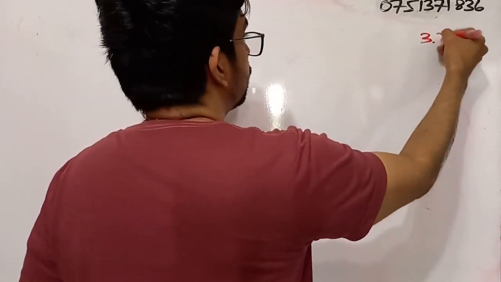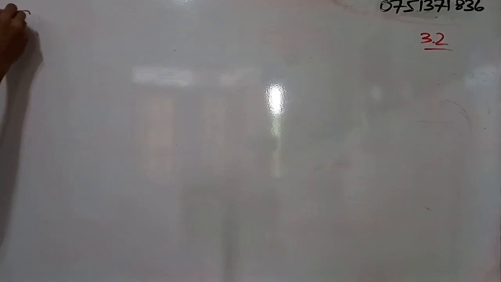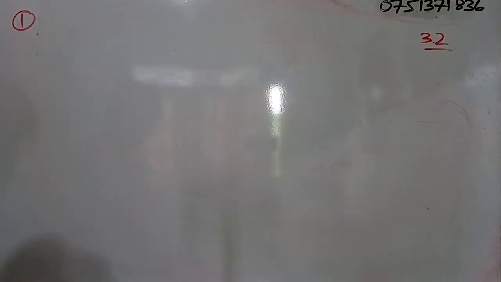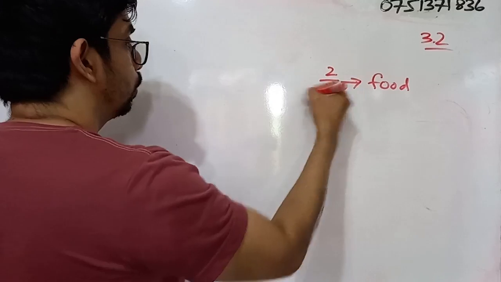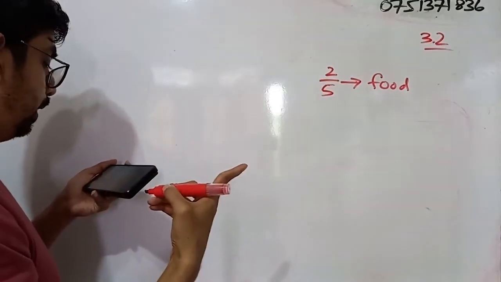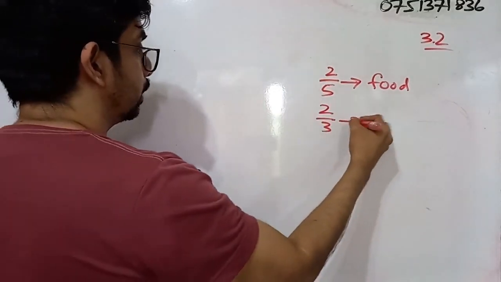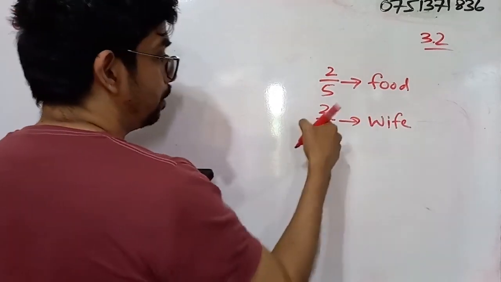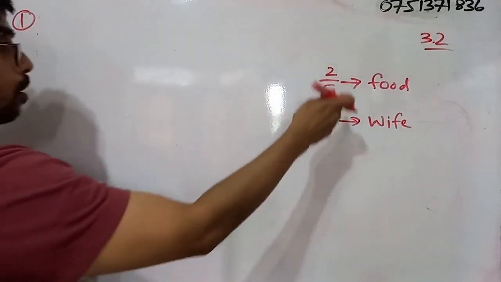Right, exercise 3.2. Under that, question number 1. Mr. Austin, who works in an office in the city, spends 2/5 of his salary on food and sends 2/3 of the remaining amount to his wife. 2/5 goes to the food, then 2/3 of the remaining that goes to the wife. This is the remaining amount. From the remaining amount of 2/5.